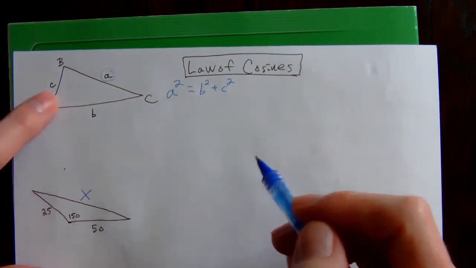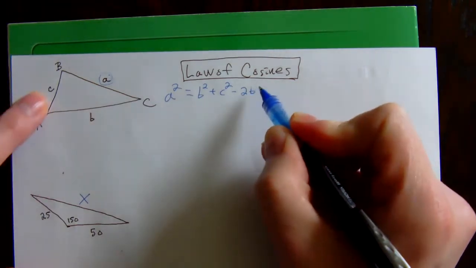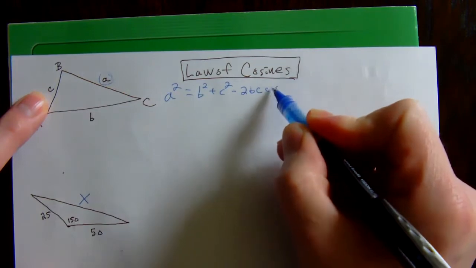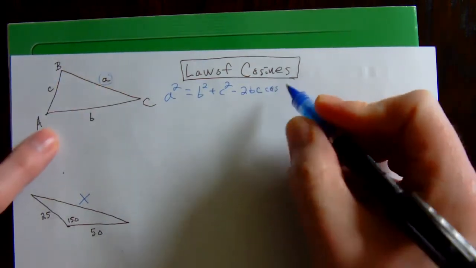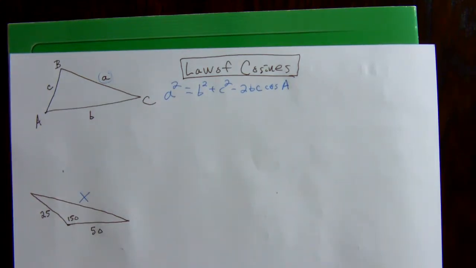So you go this side squared plus this side squared minus 2 times this side times this side. And again, that order doesn't matter. And then you times it by the cosine of that opposite angle right there. All right, so that's the pattern that I want you to have down.